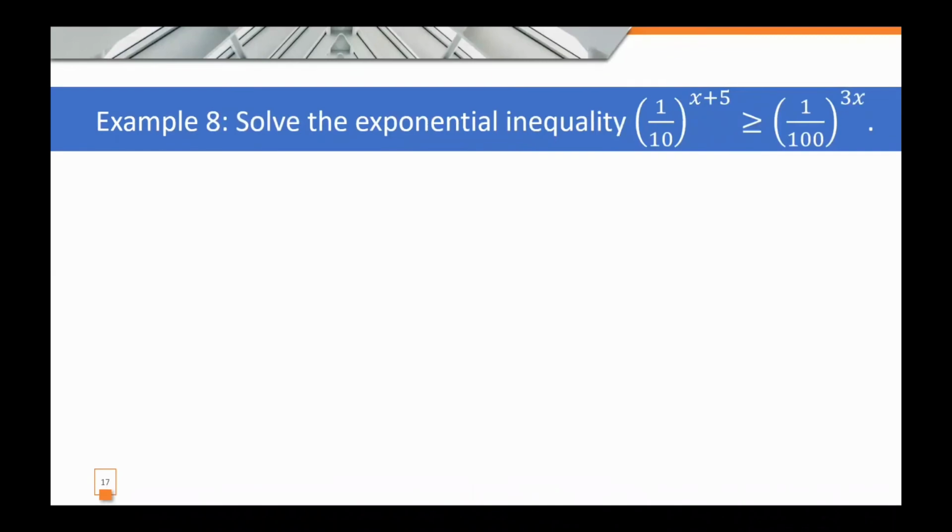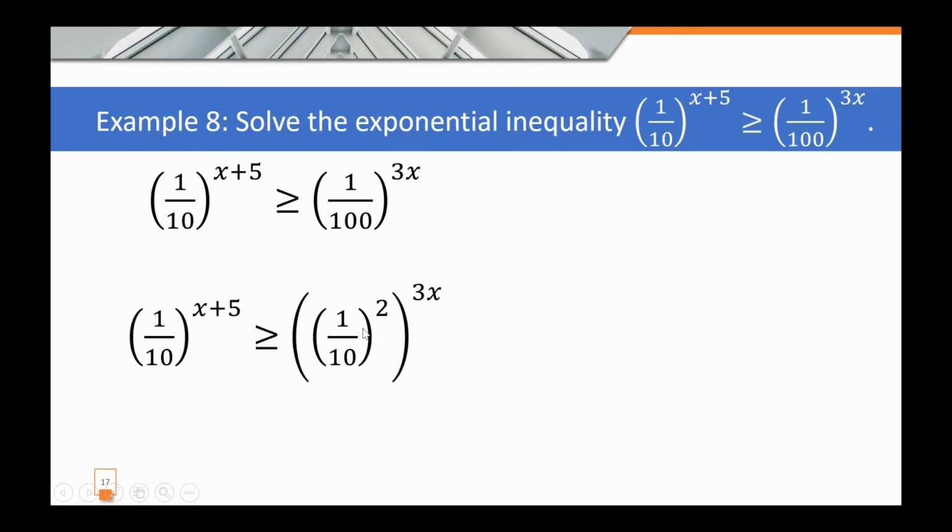Let's have example number 8. The inequality which is given is 1/10 raised to the quantity x plus 7 greater than or equal to 1/100 raised to 3x. Let's take note of the given. The first step is for you to make the bases equal. The base on the left side of the inequality is 1/10 and the base on the right side is 1/100. Let us change 1/100 to another form with a base of 1/10. What will be the exponent of 1/10 on the right side to make it equal to 1/100?